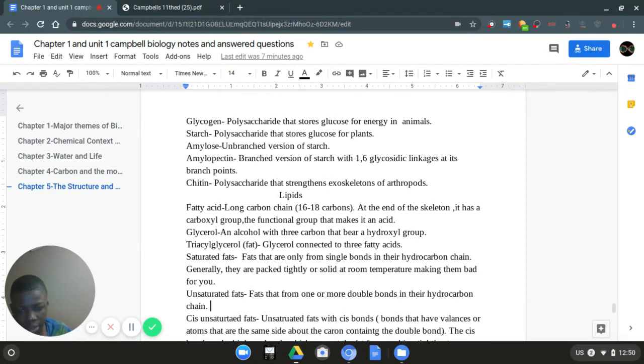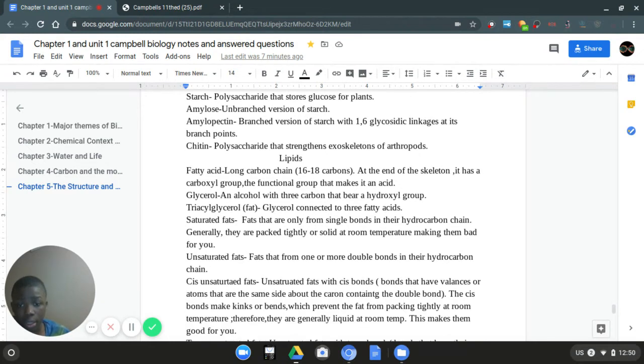That's probably the most important thing to know. Single bonds, and it's bad for you. And then unsaturated fats are fats that form one or more double bonds in their hydrocarbon chain. Now, cis unsaturated fats. I think we talked about this in, was it chapter 4? I think we talked about this though.